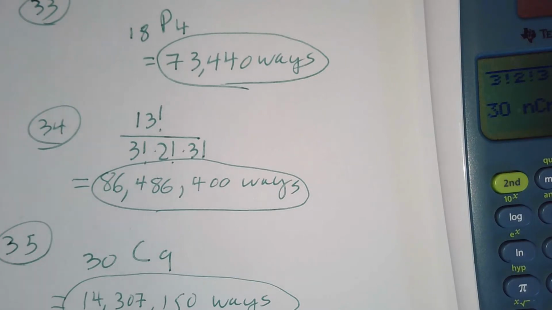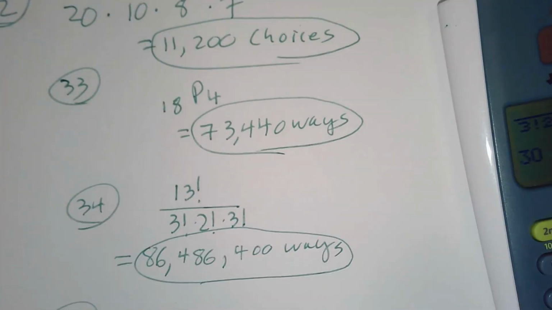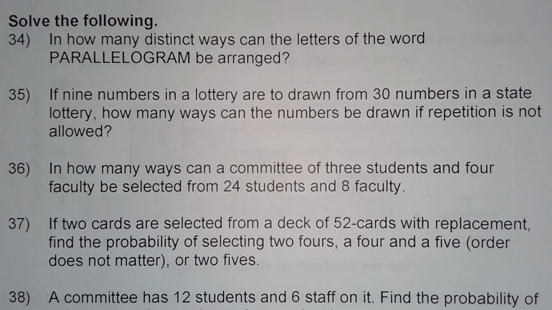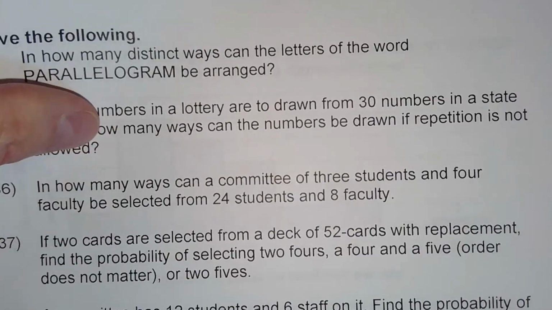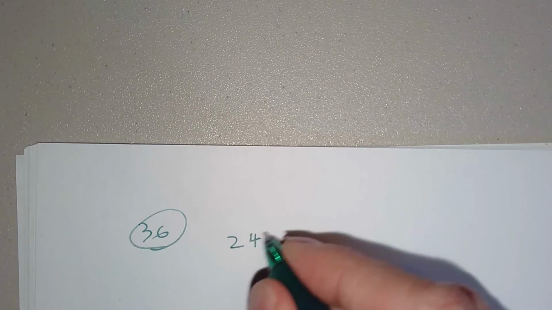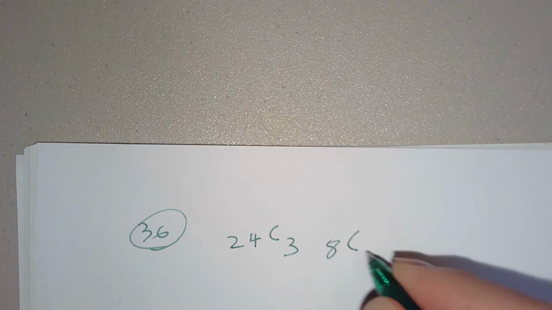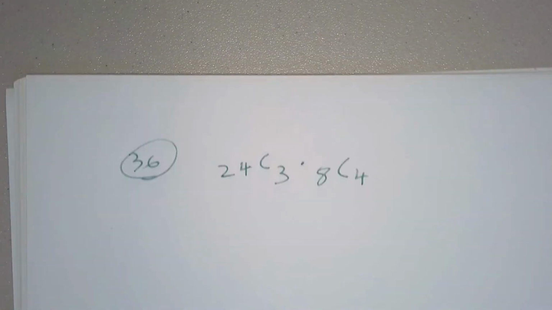All right, let's look at number 36. Let's get a new piece of page here. It asks us, how many ways can a committee of 3 students and 4 faculty be selected from 24 students and 8 faculty? So this is a combination. Let's deal with the students first. We have 24 students, and we're selecting 3. And then we have 8 faculty, and we're selecting 4. And then we're going to take the product of those two.